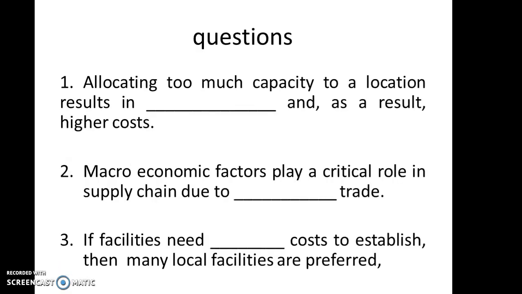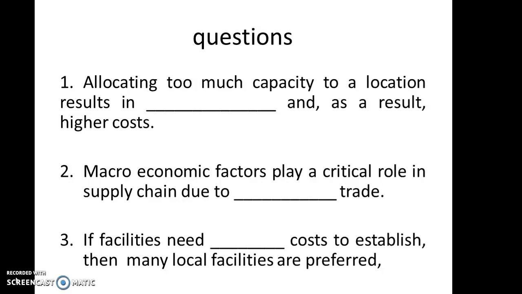The first question is allocating too much capacity to your location results in dash and as a result higher cost. The answer is poor utilization, because when you assign too much capacity to your location but the demand is less compared to the capacity, that means we are not utilizing the facility to the fullest extent. So it results in higher cost. Hence, the answer is poor utilization.